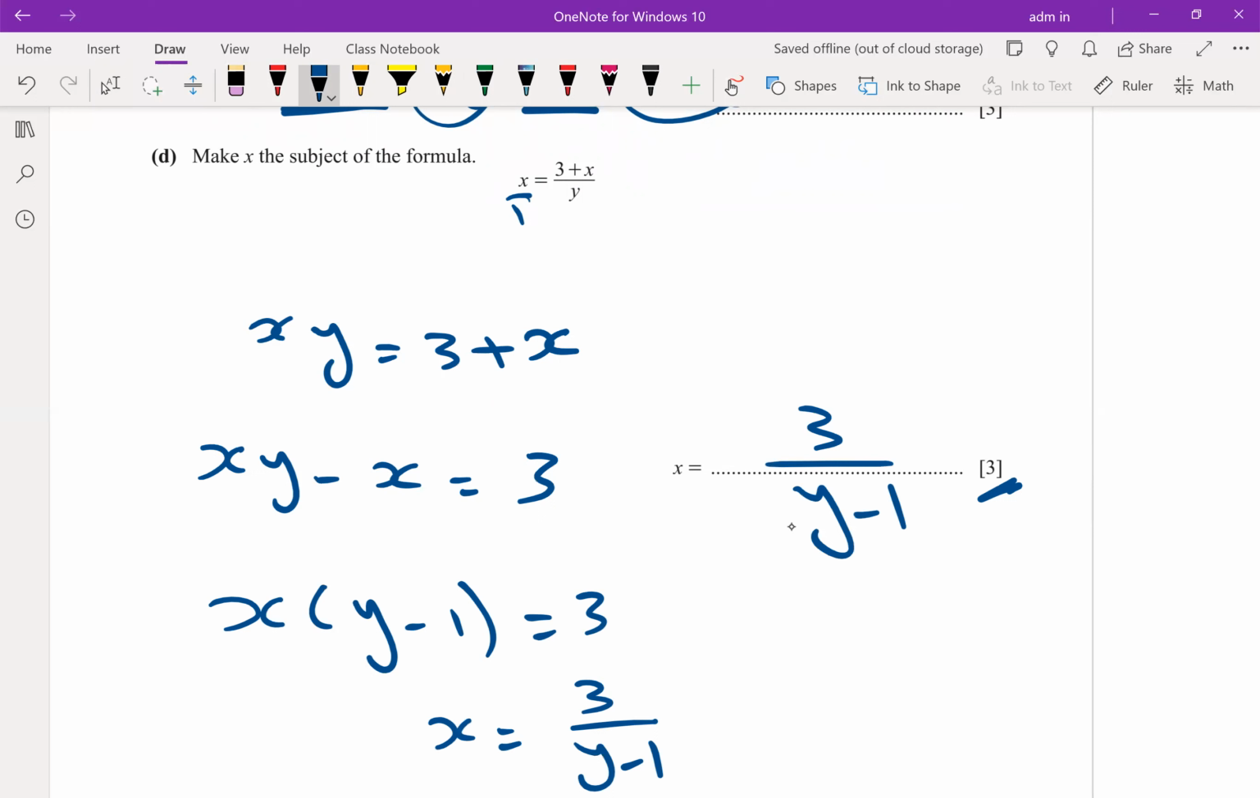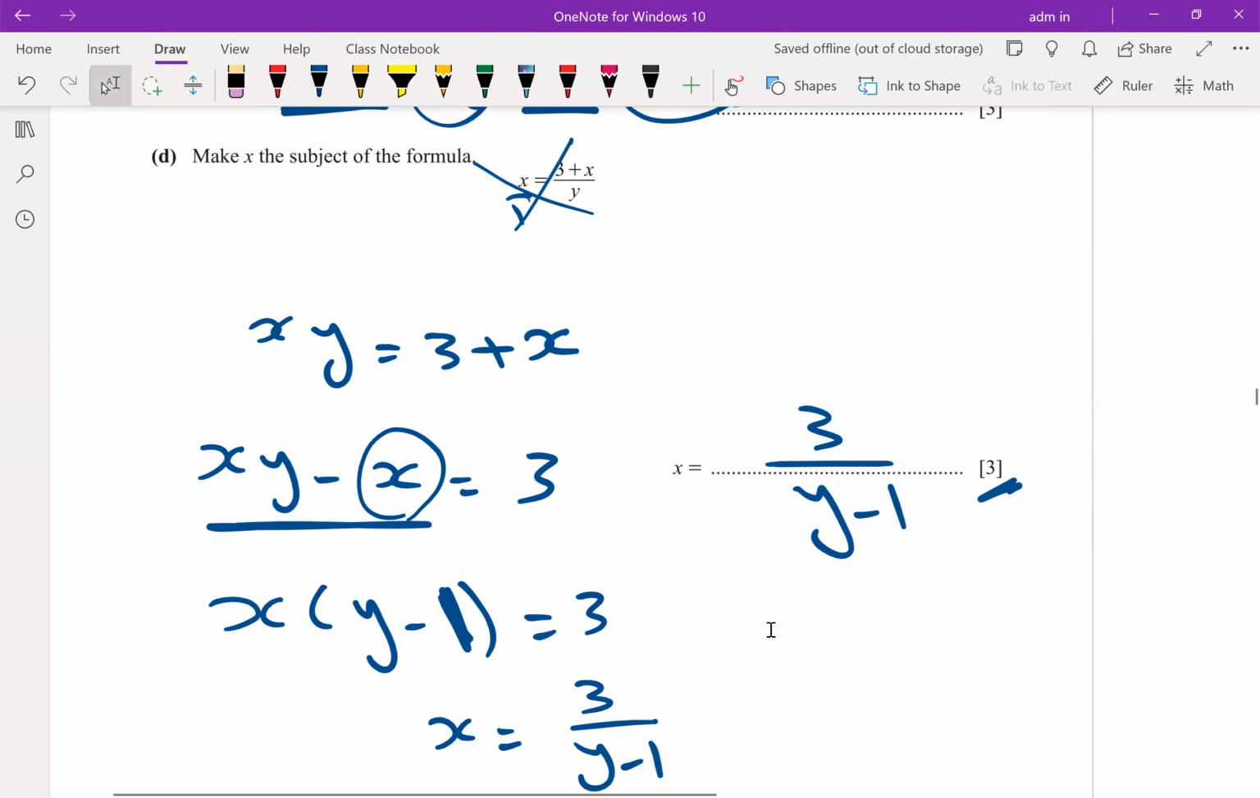Step number 3, by taking x a common factor, factorization. Take x outside common factors, you have to leave y minus 1 as a placeholder. If you expand, you'll get the same. Clear? Step number 1 again, cross multiplication. Step number 2, collect x together. Step number 3, by taking x outside. Don't forget, if you take x outside, you have to leave 1 as a placeholder for this position. Then divided by y minus 1.